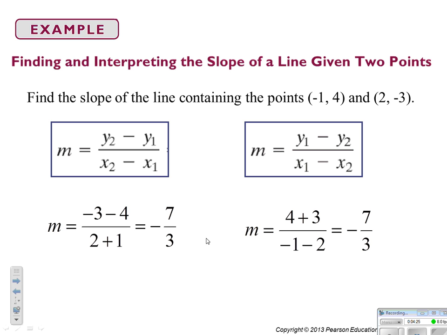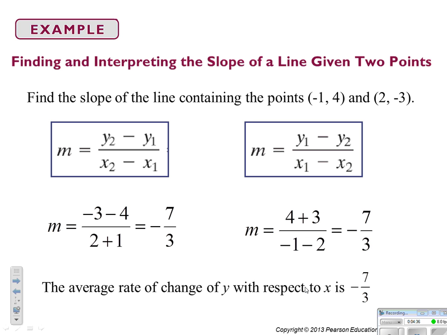And we get -7/3. If we do it with the 4 and the -1 first, instead of the other 2, you get the same value. The average rate of change, or the slope, of y with respect to x is -7/3.